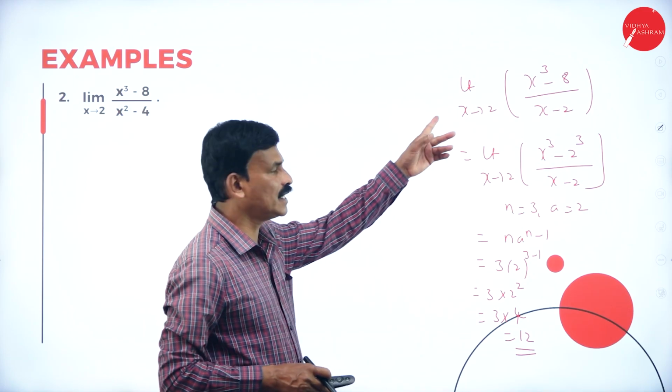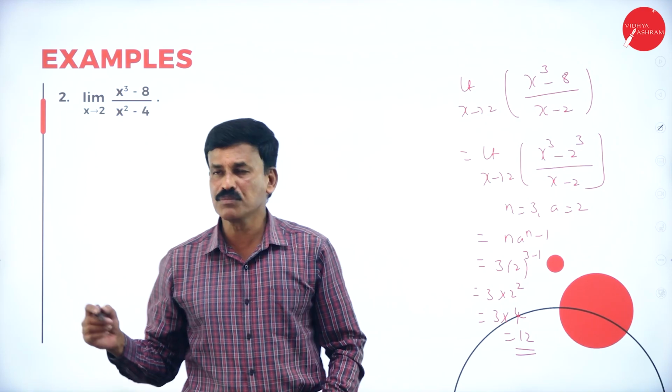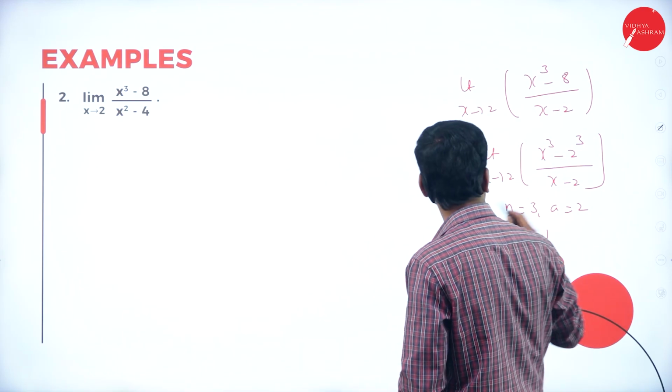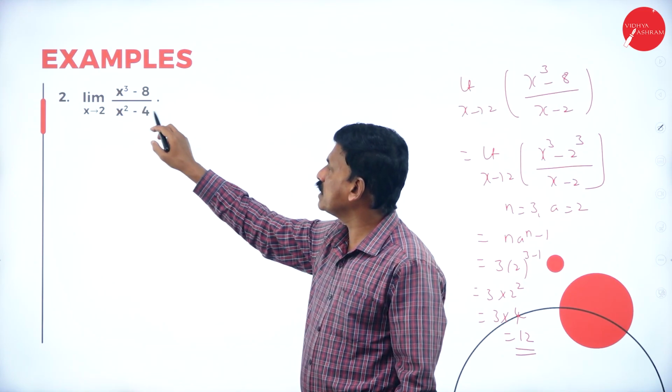Suppose if it is like this, x cube minus 8 divided by x minus 2. Now, let us come to this problem. What is the problem given here? Here the problem is limit x tends to 2 of x cube minus 8 divided by x square minus 4.